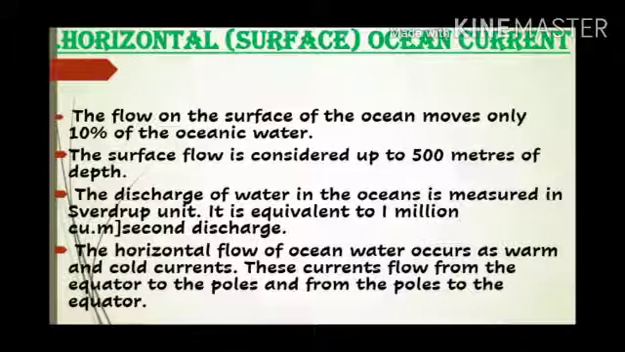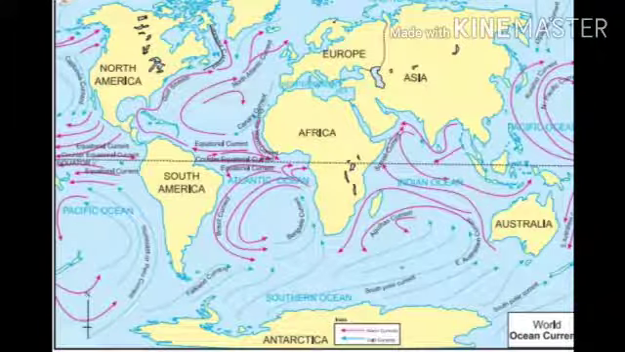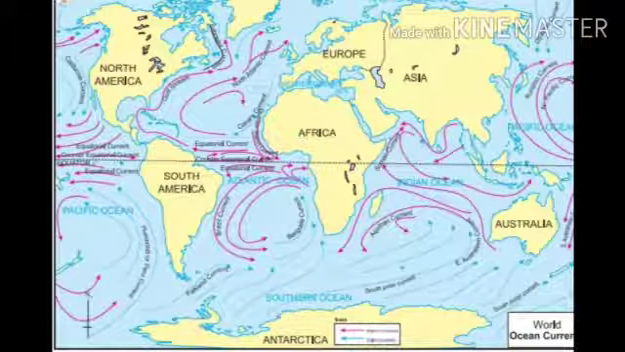The horizontal flow of ocean water occurs as warm and cold currents. It means in the surface ocean currents, which type of current do we see? Warm and cold currents. These currents flow from the equator to the poles and from the poles to the equator. See, this is the map showing you the horizontal ocean currents. The red ones are the warm currents and the blue ones are the cold currents.